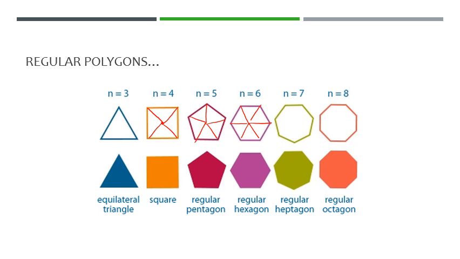So if we can find the areas of these triangles, then we can multiply by some number to figure out what the area of our whole polygon is. That's essentially, very briefly, where our future formula will come from. But let's get some definitions first.